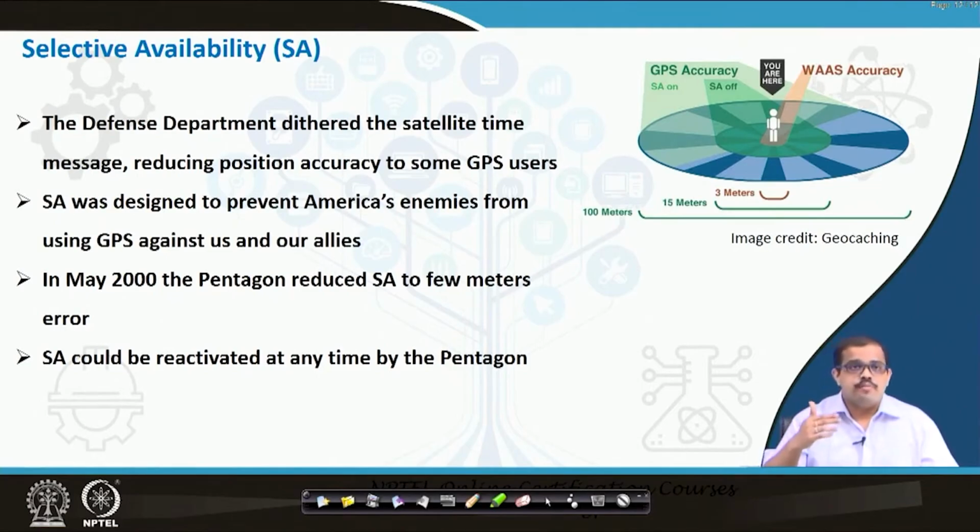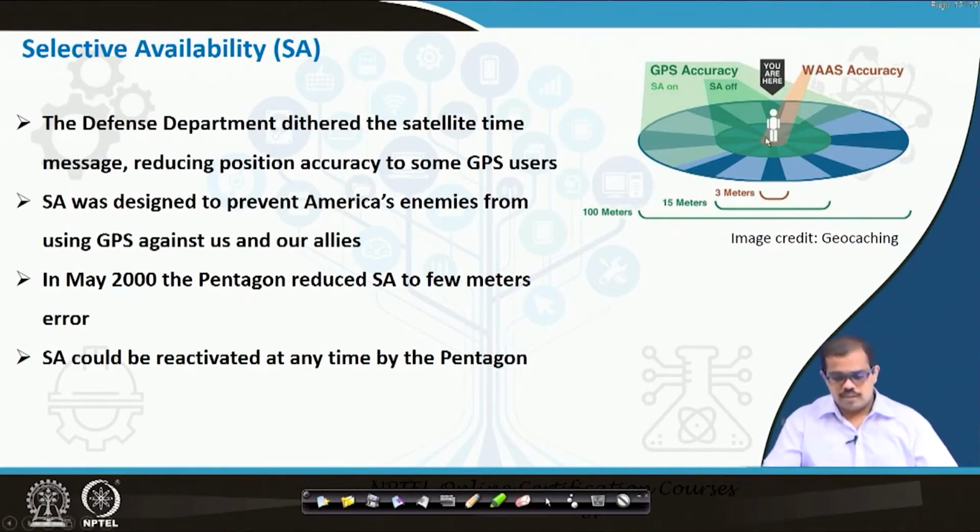selective availability. When you look at this, in May 2000 the Pentagon, which is the headquarters of the Department of Defense USA, reduced SA to a few meters of error. Now when you look at SA, it is somewhere around 50 to 100 meters of error that you may get in terms of selective availability. So SA could be reactivated anytime by the Pentagon. It can be increased. Now it has been decreased to about 50 to 100 meters.